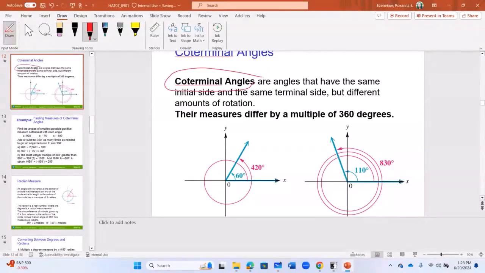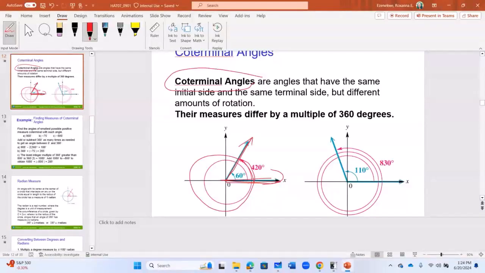Coterminal angles are angles that have the same initial side and that have the same terminal side. All right, you see that this is 60 degrees. But if I go another round, I come back, another cycle, if I stop here, I have 420 degrees. Therefore, 420 degrees and 60 degrees are coterminal angles.